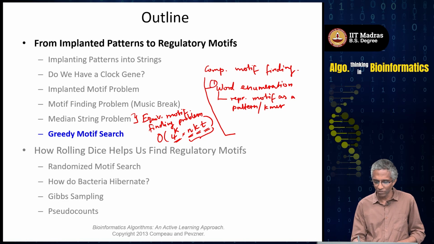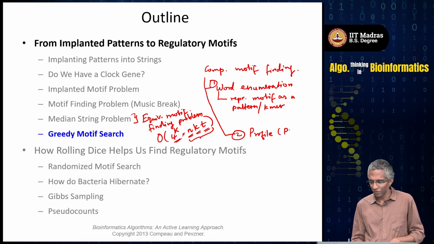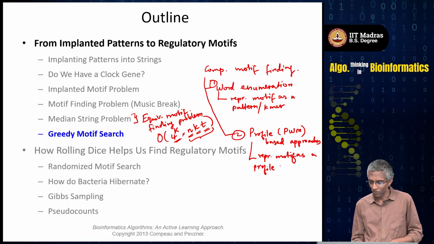So, the first approach is this word enumeration based approach. The second approach is going to be profile based approaches or position weight matrix based approaches. Here, how do you represent a motif? You represent a motif as a profile, which we will see next, or specifically a position specific weight matrix. Okay. So, it is also called PSWM, position specific weight matrix.